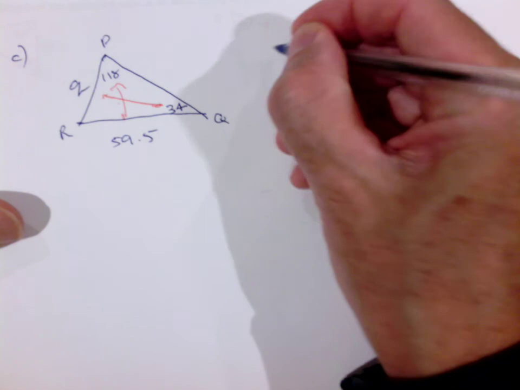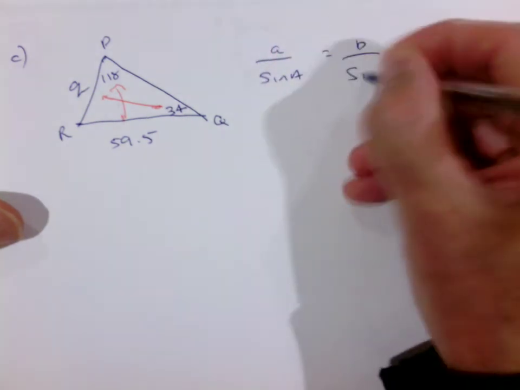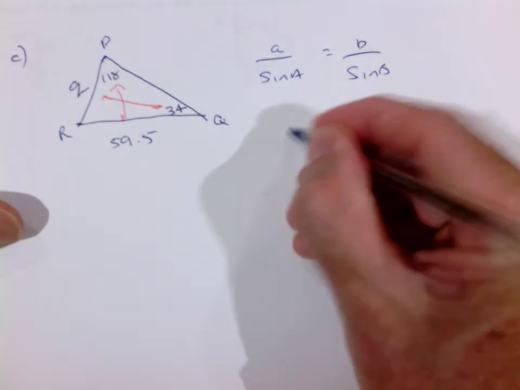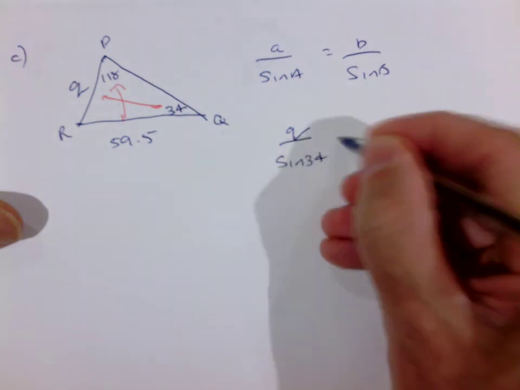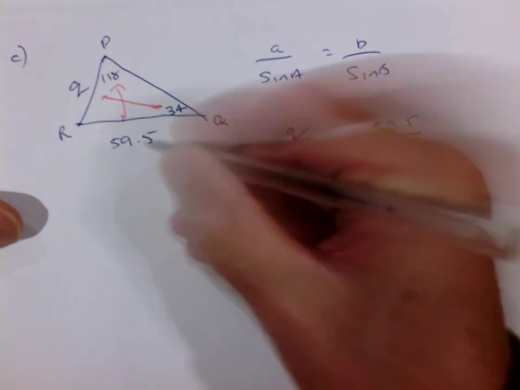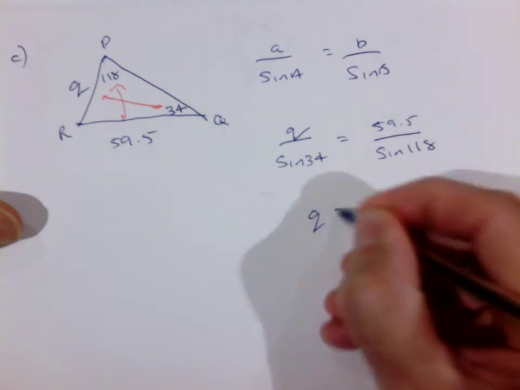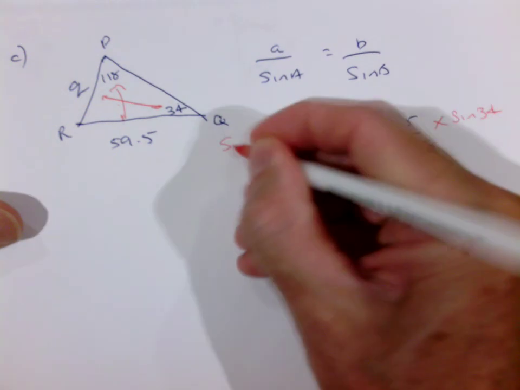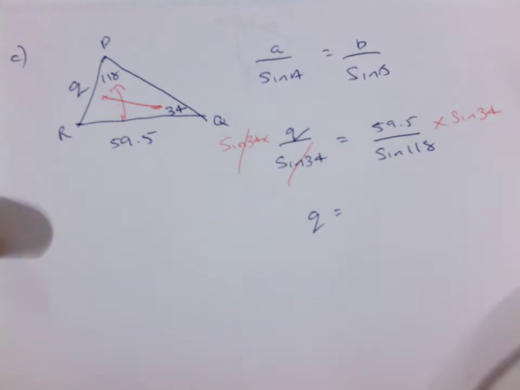So off we go. It's going to be a on sine A equals b on sine B. Let's put in the bits. So we've got missing part first. That's q on the sine of 34 equals 59.5 over the sine of 118. So we get q equals, times both sides by sine 34. Cancel, cancel. Calculator out.